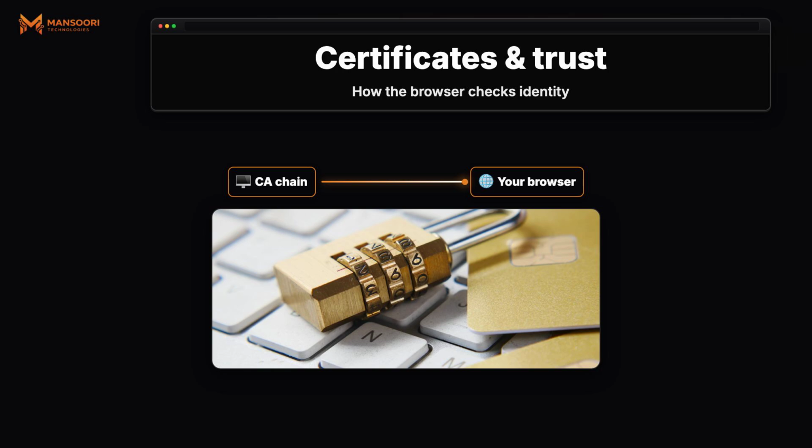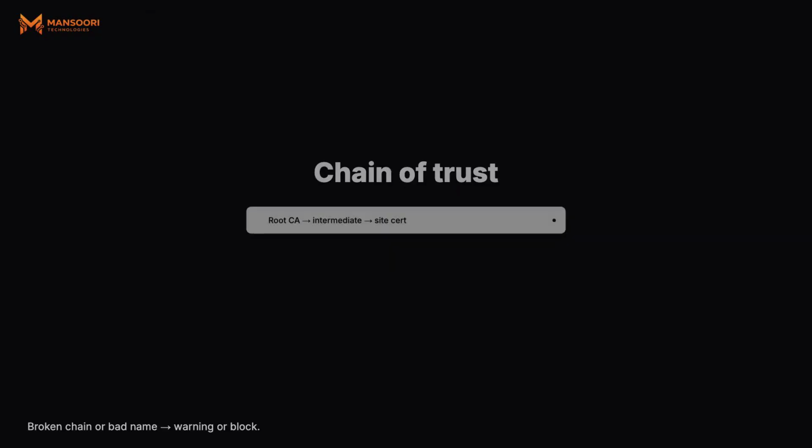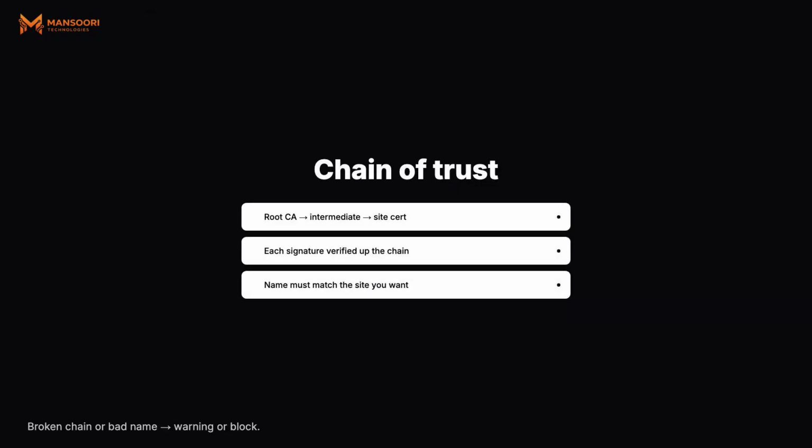Certificates connect a domain name to a public key, signed by authorities your browser already trusts. Your operating system and browser ship with trusted root certificate authorities. A site certificate is typically signed by an intermediate CA, which is signed closer to a root. Your browser walks the chain, checks signatures and validity dates, and ensures the name matches the site you intended.